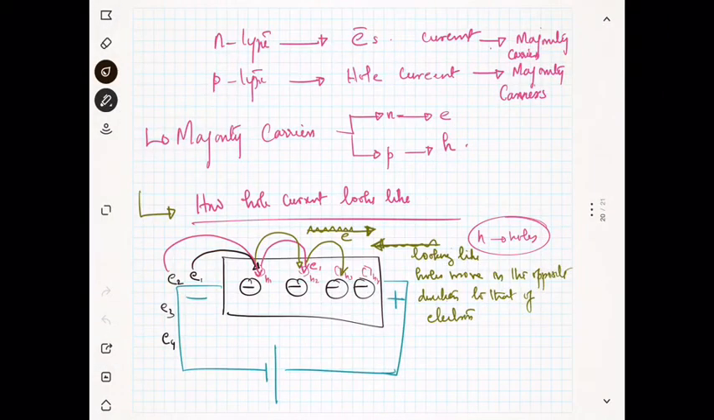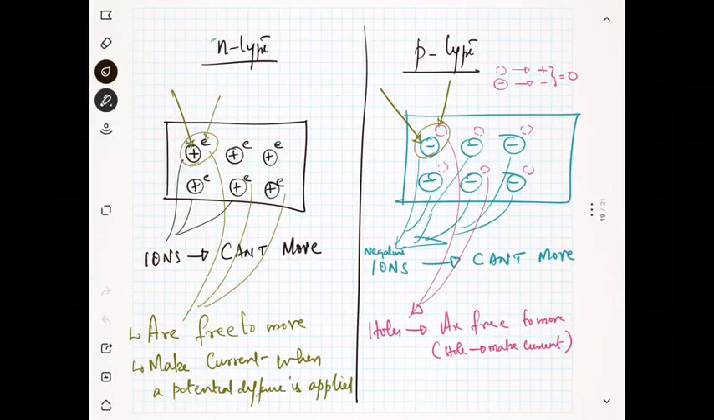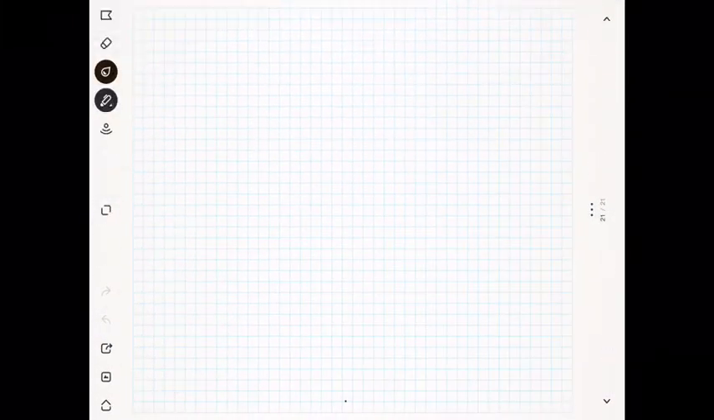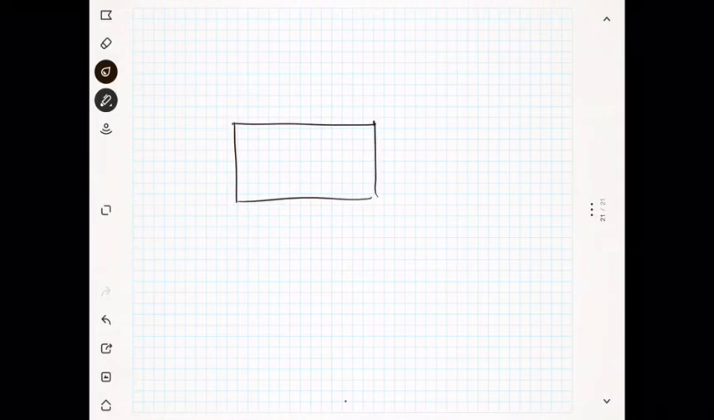We were discussing the p-type and n-type semiconductor, and you know that in p-type semiconductor you have negative ions and positive holes, as mentioned here, and in n-type semiconductor you have positive ions and electrons. First of all I will draw the structure of the p-type semiconductor. You can see this is the p-type semiconductor. In p-type semiconductor we have negative ions.